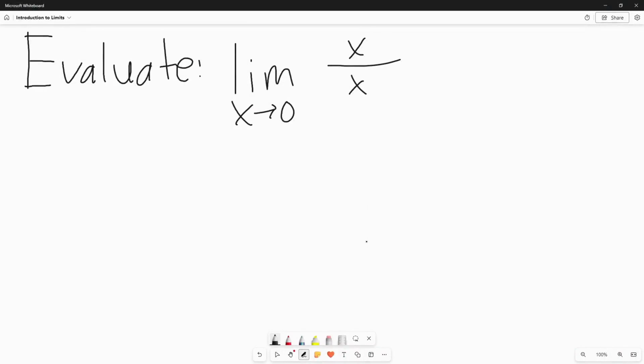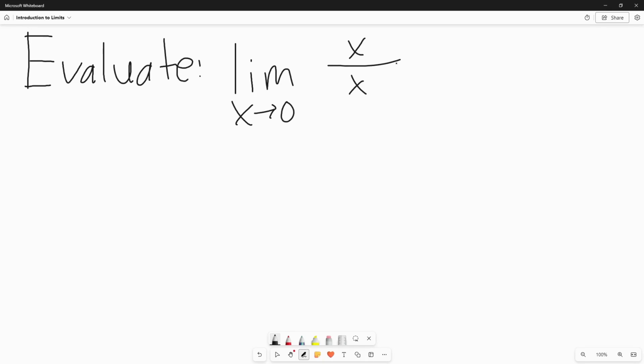Now, let's do one last practice problem. If you think you know how to do this one, then pause the video and do it. This one asks to evaluate the limit of x over x as x approaches 0. And for this one, again, we can't just plug in 0 for x because then we're left with 0 over 0, which is undefined, and that's not good.